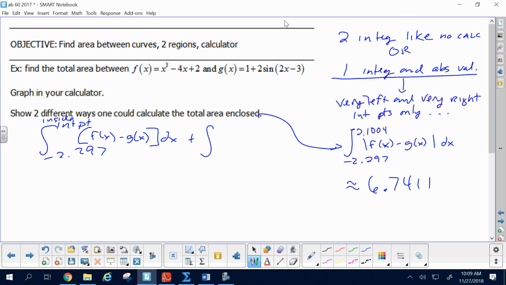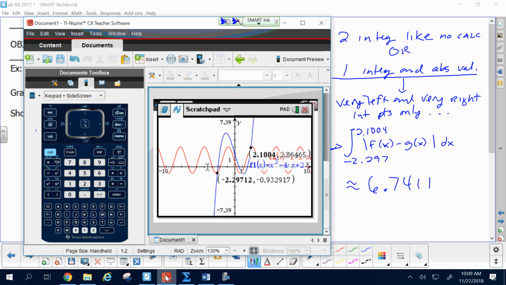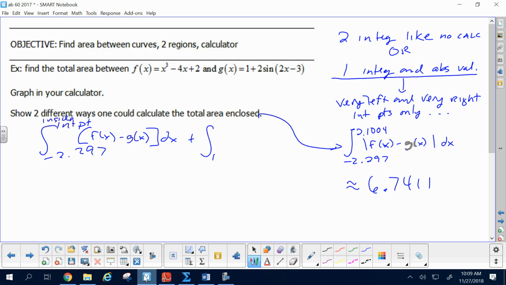Then we add to that the next region. So talk to me about the limits of the next region. They would go from the interior intersection point up to the far right edge, which is 2.1004. And the upper minus lower would be G minus F. Now it's important that you know both, because sometimes on the multiple choice you won't see one, you'll see the other. So you need to understand that there are 2.